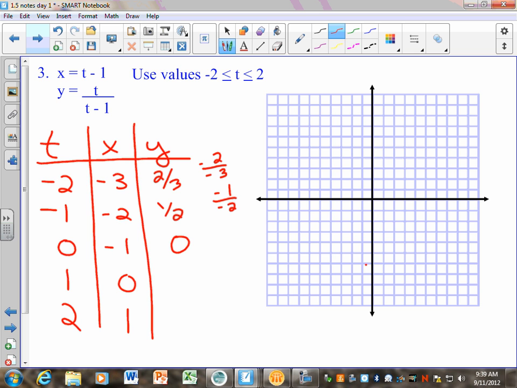If you plug 1 in there, you get 1 over 0. Right? 1 over 0 is not 0, it's undefined, which means there's going to be no point there on our graph. And when we eliminate the parameter, we should be able to see maybe why that's going to be undefined. And then if I plug 2 in, I'm going to get 2 over 1, which is just 2.